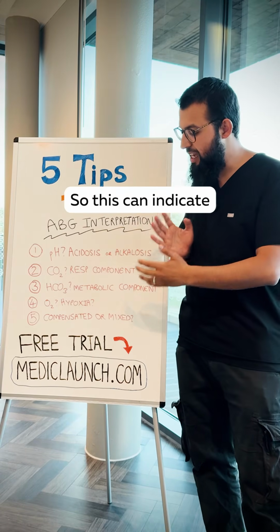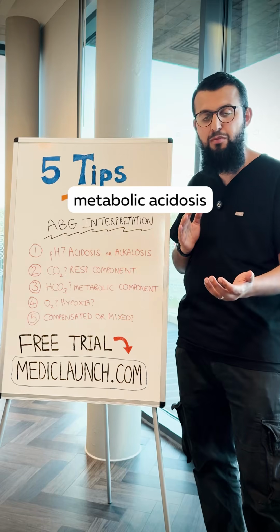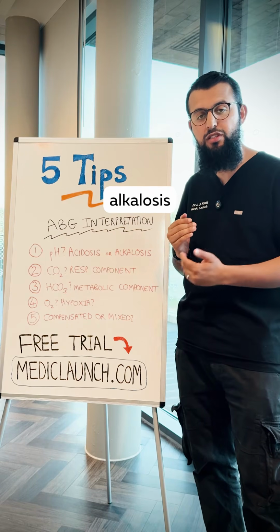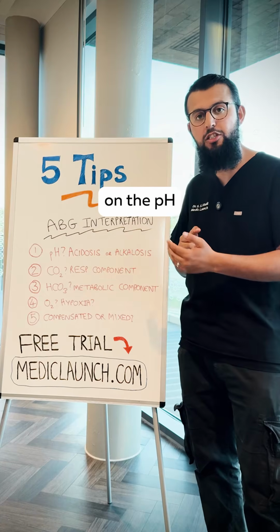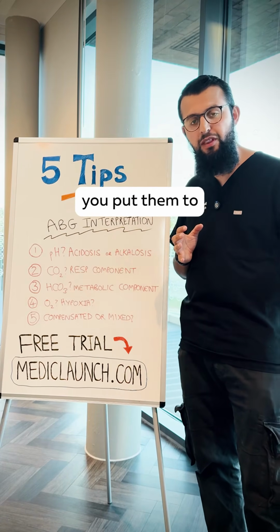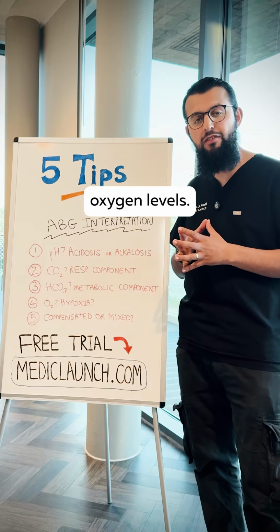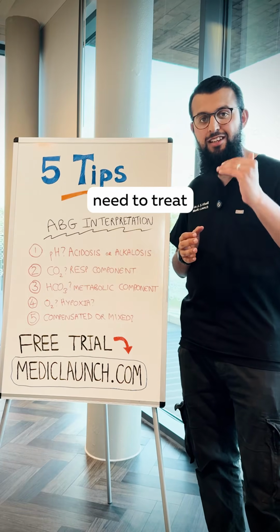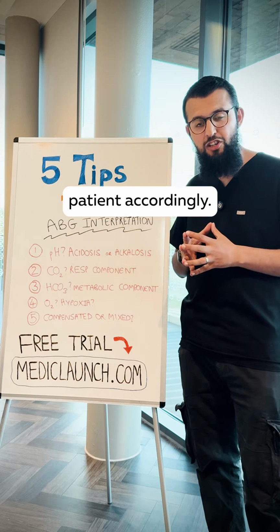So this can indicate, depending on the pH, whether there's metabolic acidosis, metabolic alkalosis, or respiratory acidosis, alkalosis, depending first and foremost on the pH, and then looking at the 2 respiratory and metabolic components. Once you have these, you put them to one side, you want to check the oxygen levels. If the oxygen levels are normal, happy days, great stuff. However, if not, then you need to treat the hypoxia and manage that patient accordingly.